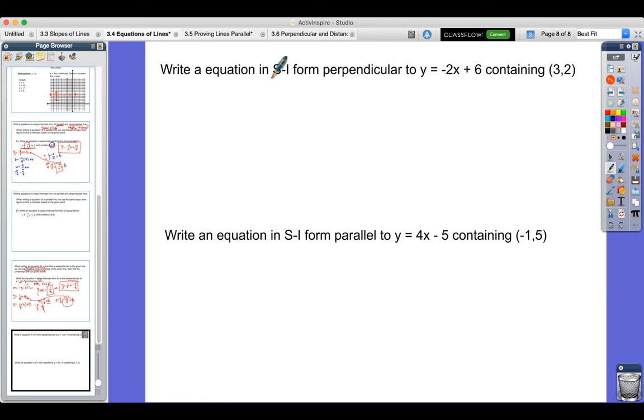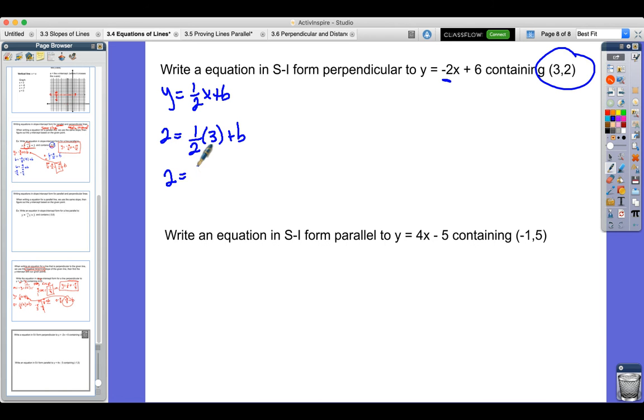So we're doing SI, meaning slope-intercept form, that's perpendicular to this. So it's perpendicular, so I need the negative reciprocal of that. So our new slope will be y equals positive 1 over 2x plus b. It's going to go through these 2 points, so I'm going to substitute those in. I'm going to do 2 equals 1 over 2 times 3 plus b. I get 2 equals 3 over 2 plus b. I subtract 3 over 2. So I got 2 minus 3 over 2 equals b.